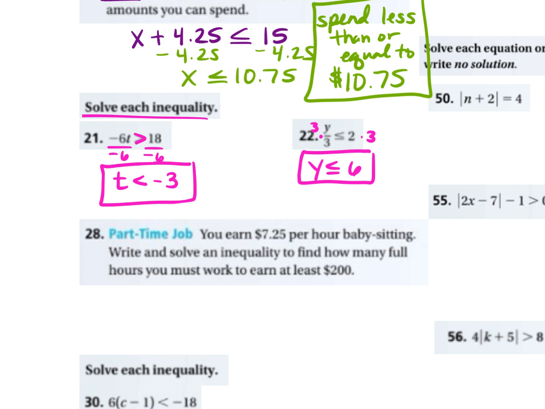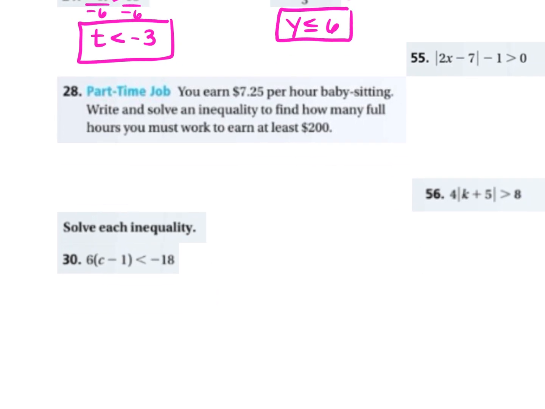28. Says you earn $7.25 per hour. Remember, per is often times, right? Times the number of hours for babysitting. Write and solve an inequality to find how many full hours you must work to earn at least $200. Okay, so set up the inequality. 7.25 times the number of hours you work somehow relates to 200.